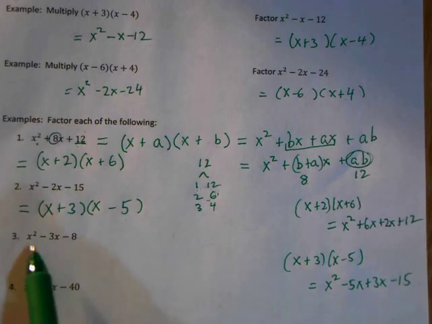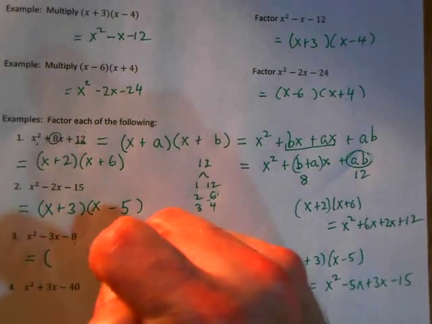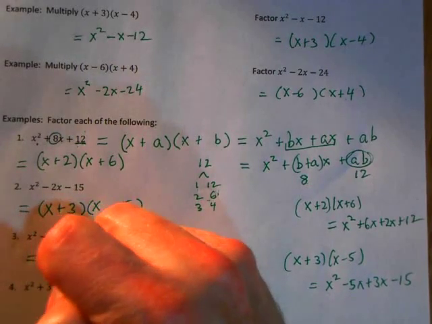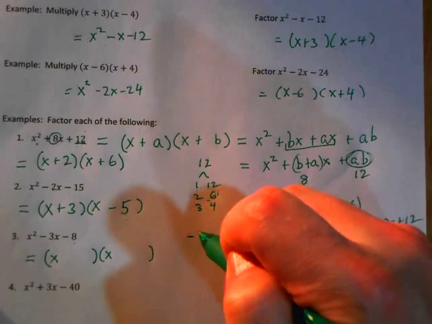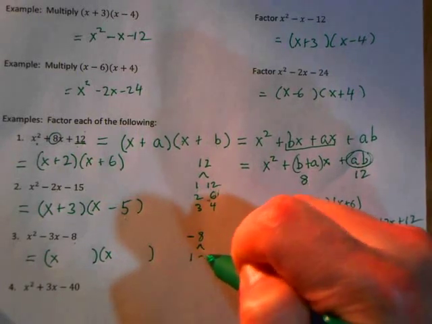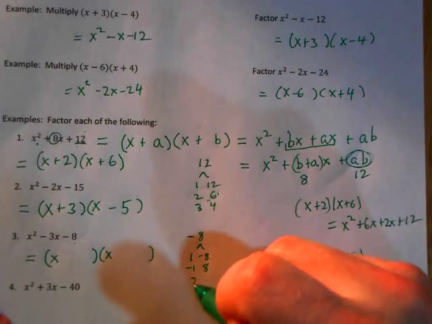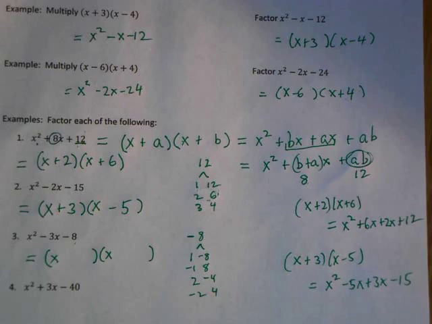All right, let's try this one. X squared minus 3x minus 8. I notice I have a trinomial, so I put my parentheses like so. It's got to be x and x. And then the number negative 8, I could do 1 and negative 8, or negative 1 and 8. I could do 2 and negative 4, or negative 2 and 4. And that's it. And I have a problem.